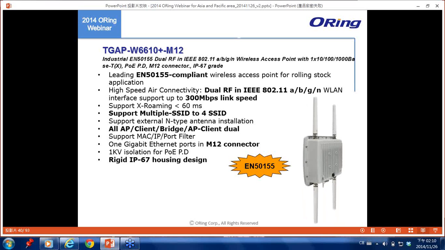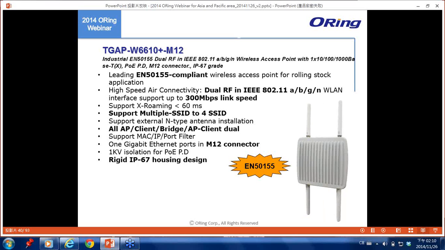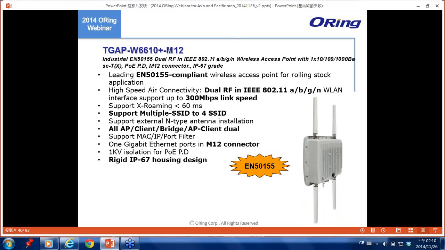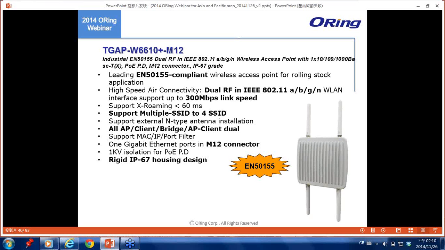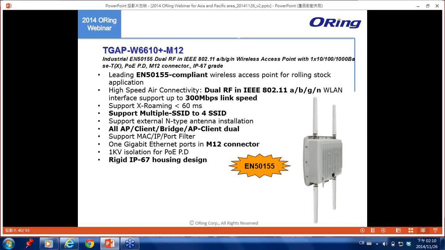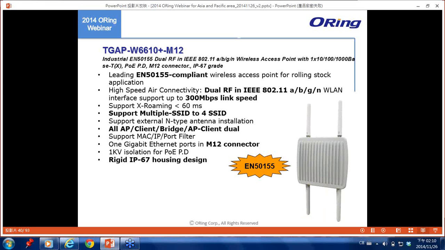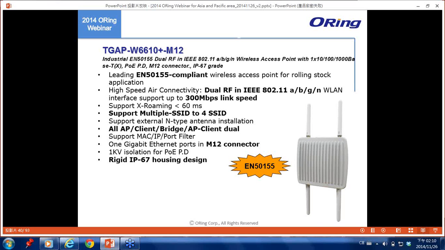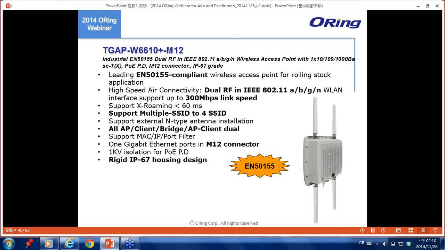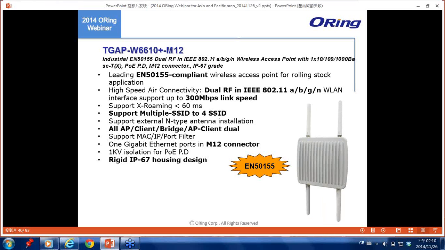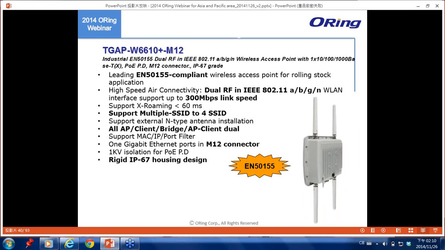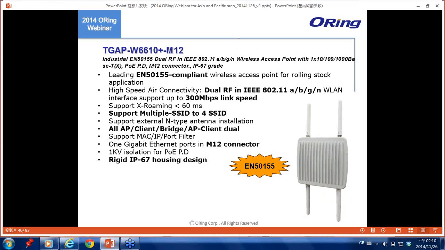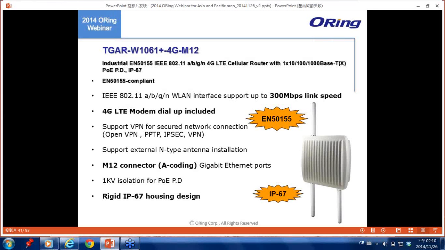And for all of our access points or cellular routers, the operation modes will be AP mode, client mode, bridge mode, and AP client mode. For the maximum SSID, we can provide up to 4 multiple SSIDs, and we will explain how this function can be used.